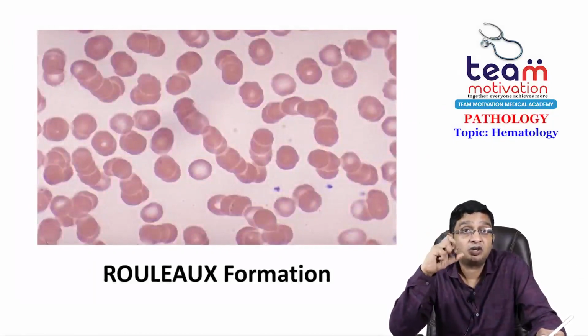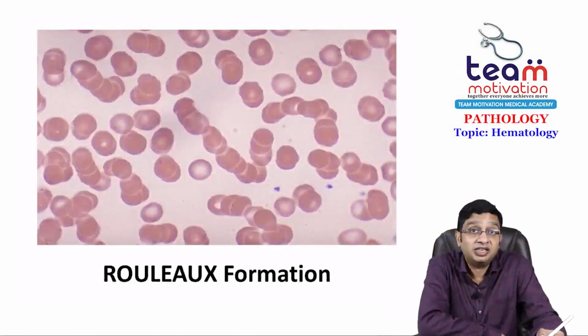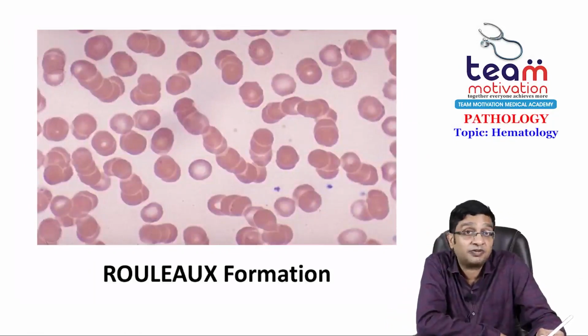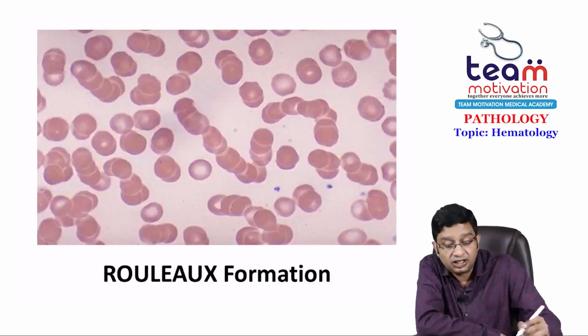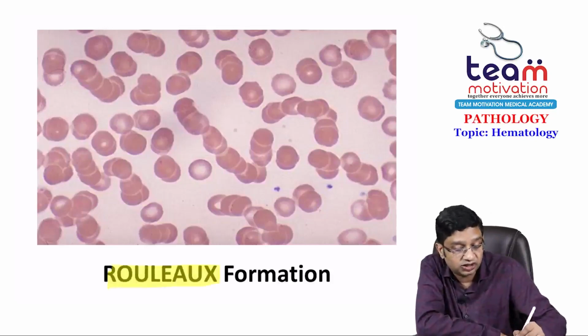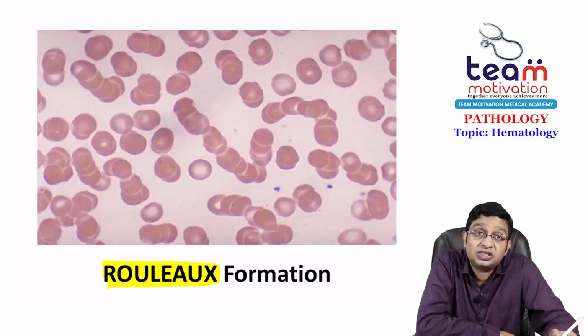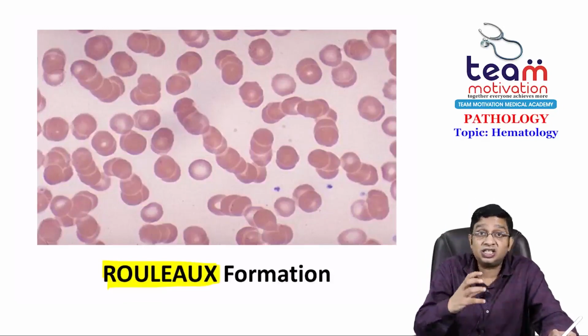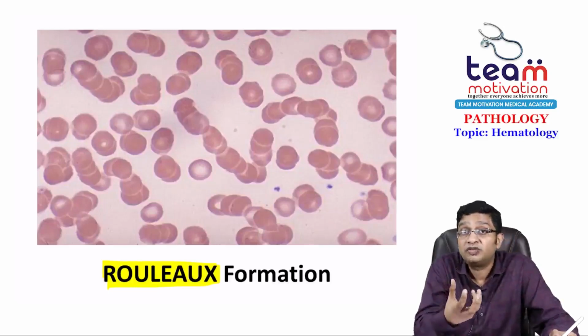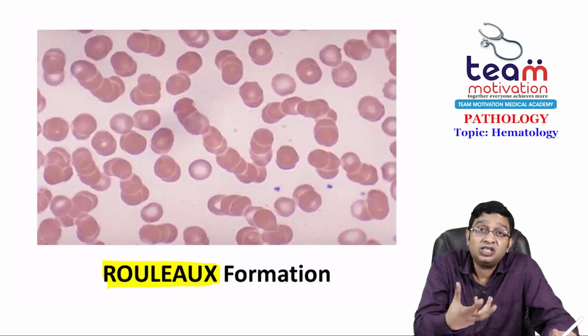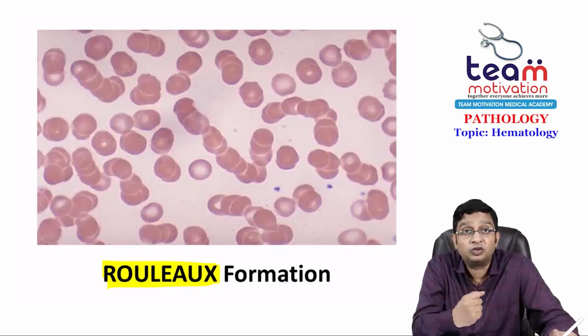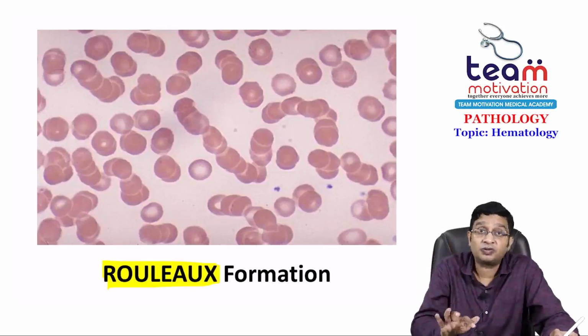Clumping of the RBCs on the peripheral blood film is given the name Rouleaux formation. It can be seen if there is an increase in the amount of globulin, as in plasma cell disorders like multiple myeloma, or an increase in the amount of fibrinogen.